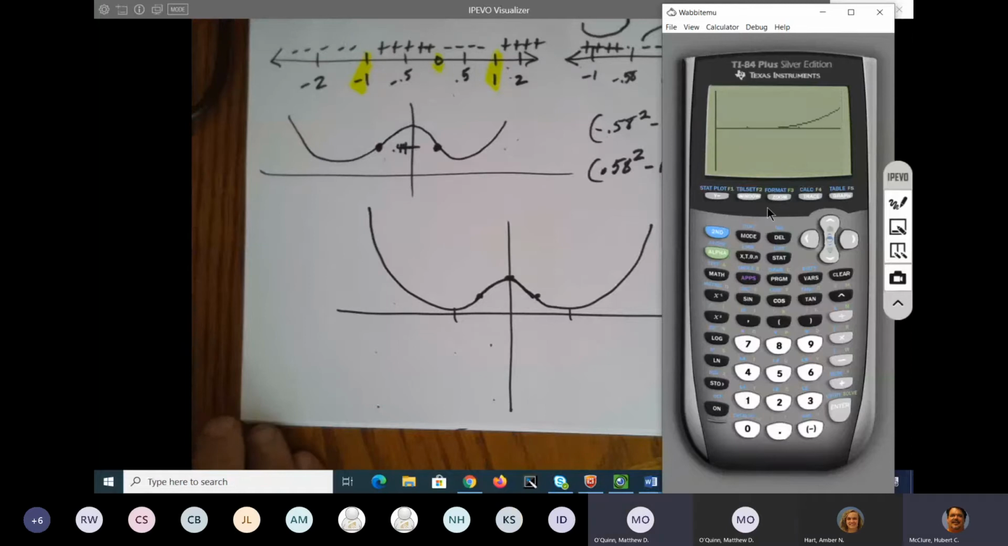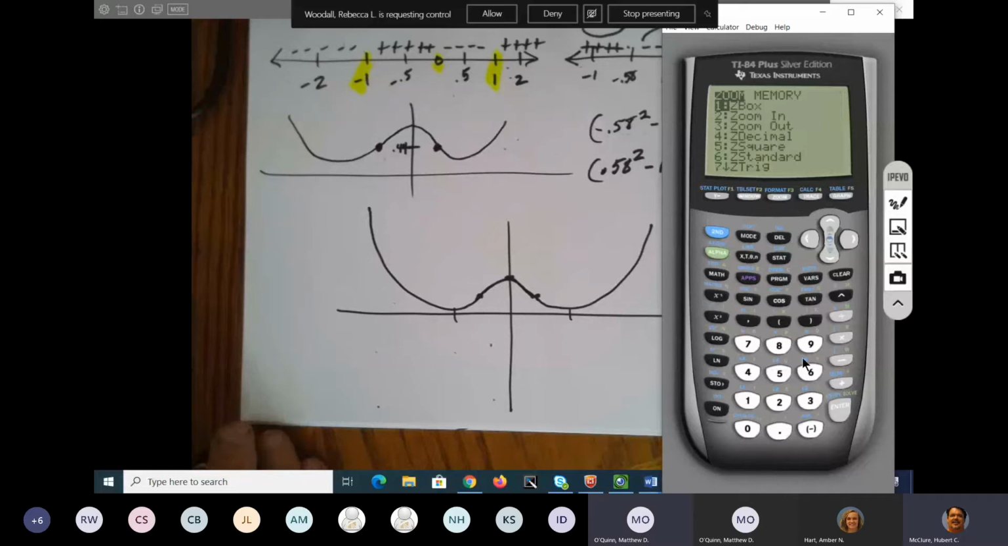All right, so graph. Zoom standard or Zoom Fit, whichever one. Let me Zoom standard. What is Zoom standard? Zoom 6? 6, yeah. I'm trying to get a big, there we go.